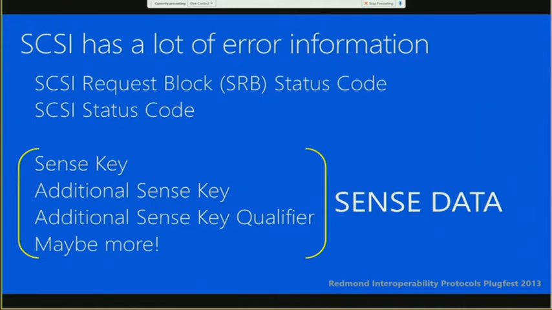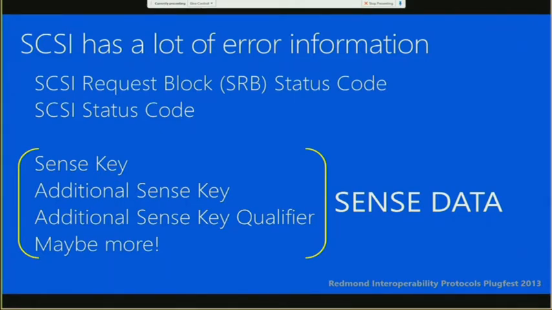So as I've mentioned, SCSI has a lot of information. They've got the SRV status code and SCSI status code I've described before. Then they've got this block of sense data. It's a variable length block that's got a sense key, an additional sense key, an additional sense key qualifier, and then maybe more depending on the server implementation of the errors. These are described in the SCSI specification, but it's a cascading sense.